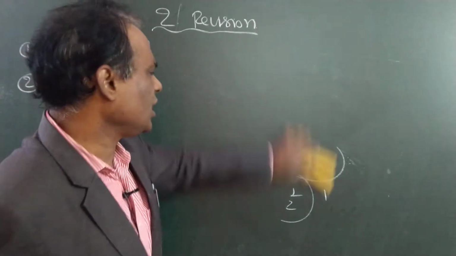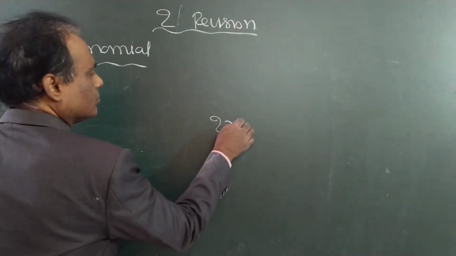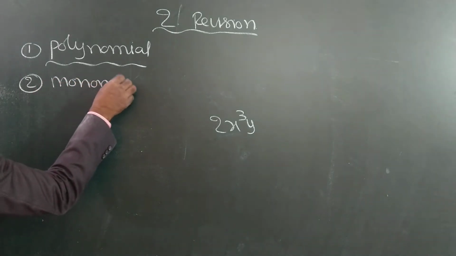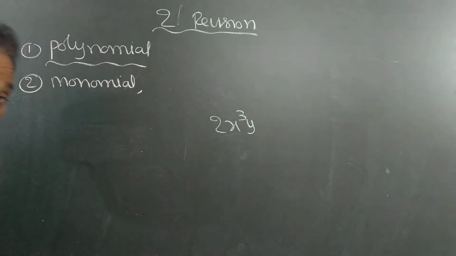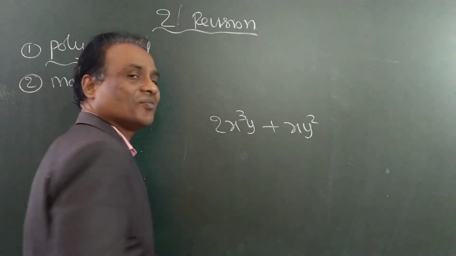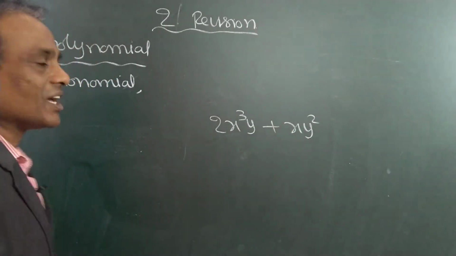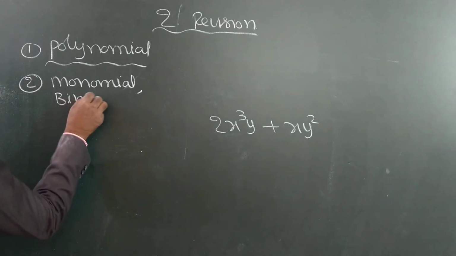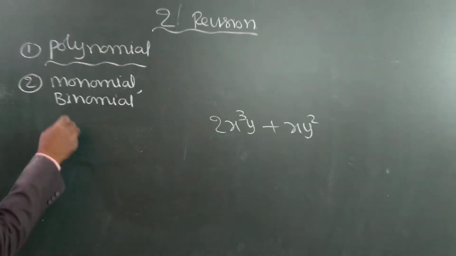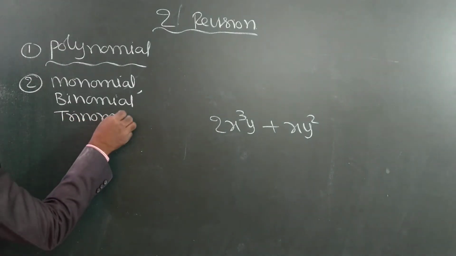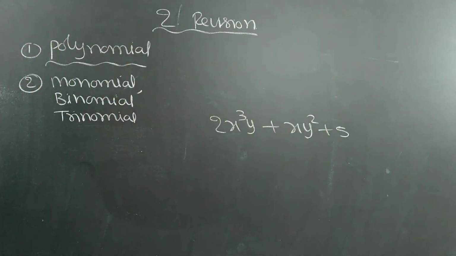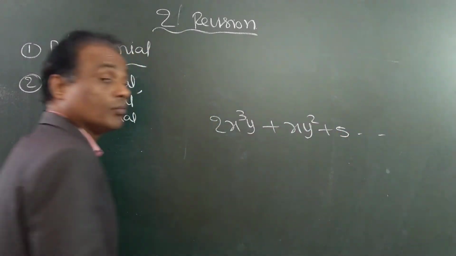If a polynomial has only one term, it is called a monomial. Monomial means a polynomial having only one term. Plus something, this is two terms. When it has two terms, I told you this is called a binomial. Binomial means a polynomial having two terms. If it has three terms, trinomial. Suppose plus something, so three terms. Three terms is a trinomial. More than three terms is a multinomial.